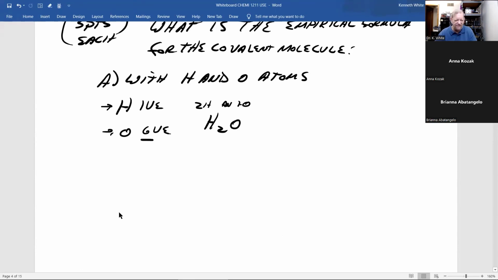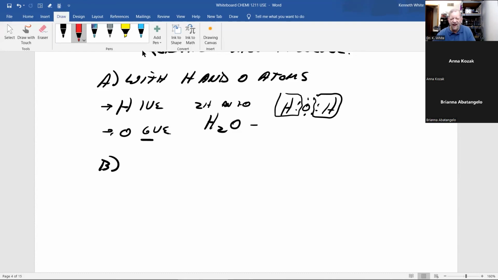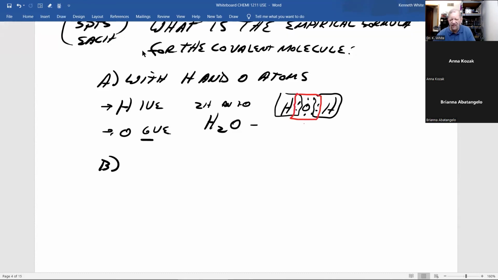Let's try another one. So we need total 8 or 10? We need a total of 8. It's always 8. The exception is hydrogen. Here, let's look at the actual, and this you don't have to do. But see, when you look at the valence electrons, each hydrogen has its octet of 2. And the oxygen has 8. But this would be the correct answer.